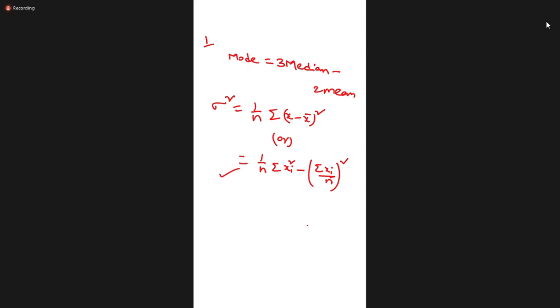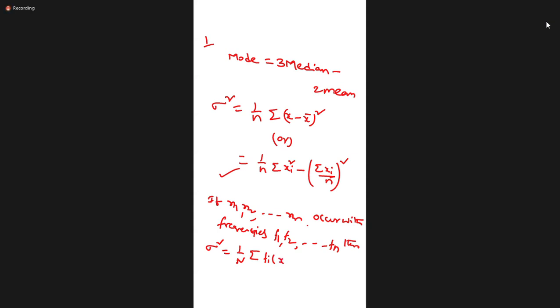Next, second point. If x1, x2, etc. up to xn occur with frequencies f1, f2, etc. fn, then sigma square equal to 1 by n sigma fi into x minus x bar whole square, or 1 by n sigma fi xi square minus the square term. Generally in KSET, they don't ask this kind of concept, but even if they ask, it is simple. The formula is there. You can see that. I underlined that point.